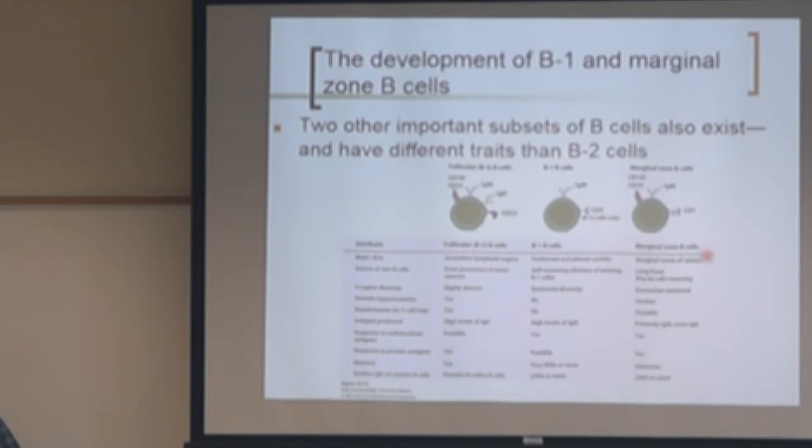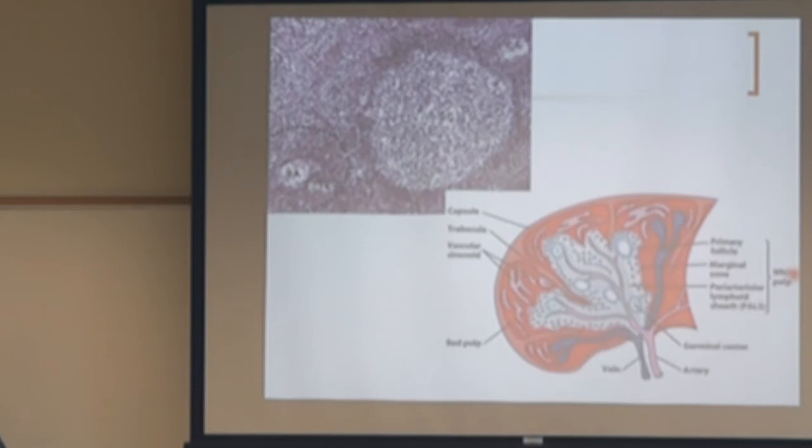These guys populate the marginal zones of the spleen. If you go back and look at your spleen, the marginal zone is right here, so it's kind of in the periphery. These cells populate this outer portion, the marginal zone of the spleen.